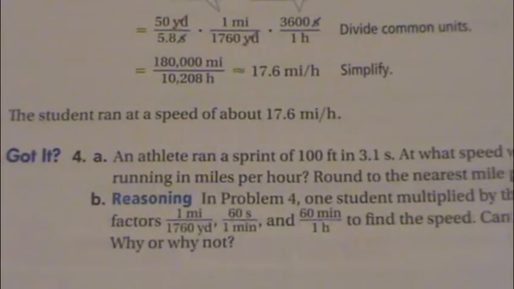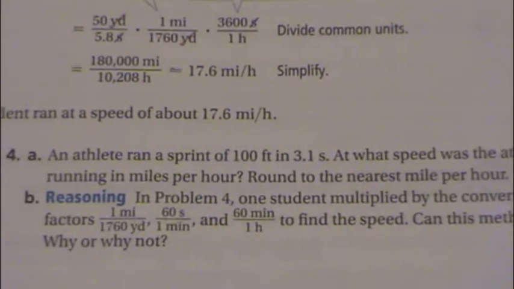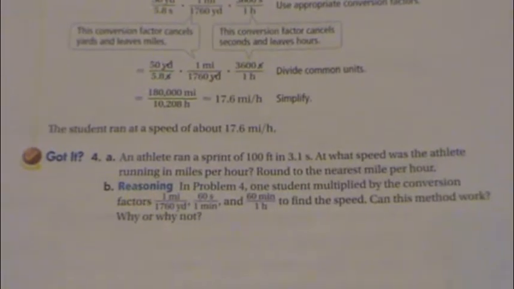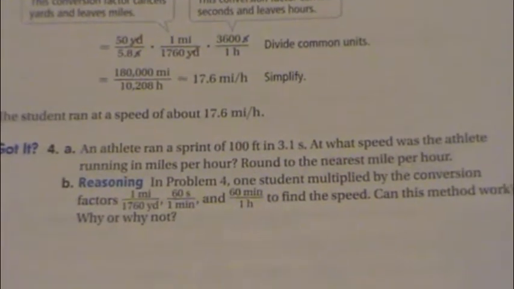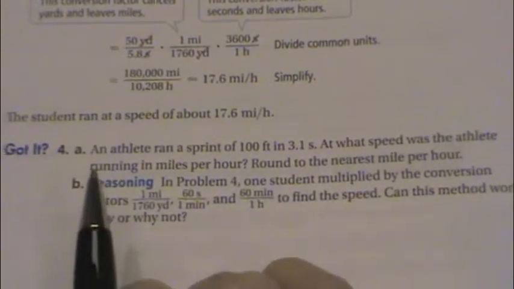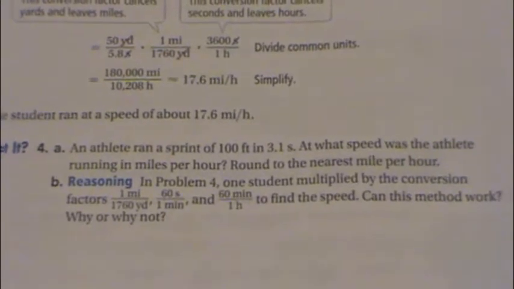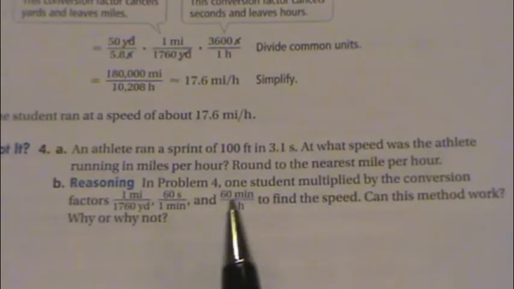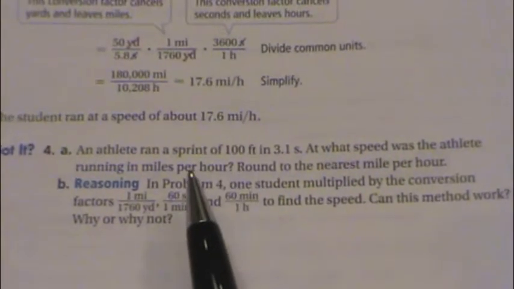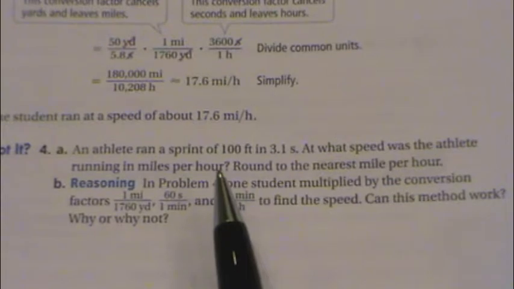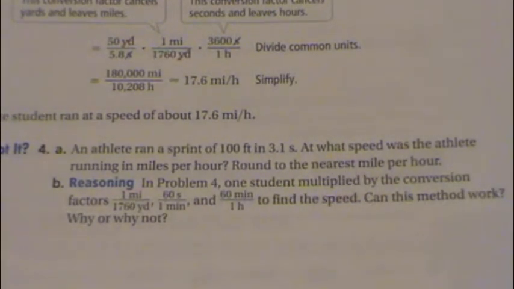Got it. Number 4. So an athlete ran a sprint of 100 feet in 3.1 seconds. I wish I knew who was a sprinter so that I could do a shout out. We'll make Willow a sprinter today. All right, so if Willow's running a sprint of 100 feet in 3.1 seconds, at what speed was she running in miles per hour? So we're going to have to convert from feet into miles and from seconds into hours. Round to the nearest mile per hour. Let's grab our notebooks and set that up.